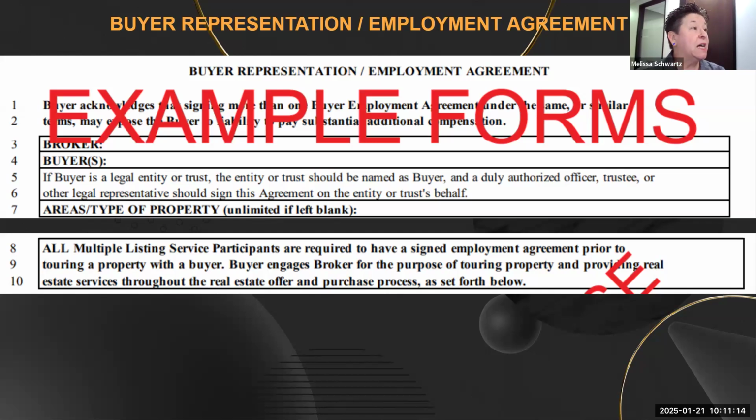That's a part of ARMLS. People are like, oh, I don't have to sign a buyer broker. Yeah, that was not NAR. Everyone has to sign one. We do. Yeah, you do. Huh? Sorry about that. Okay.